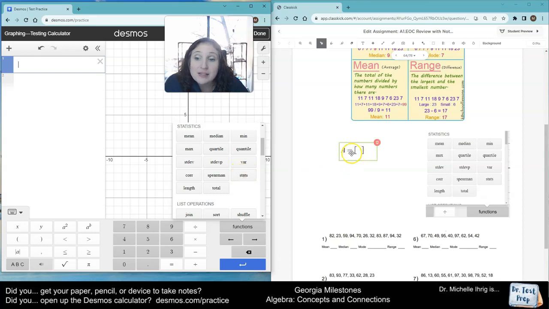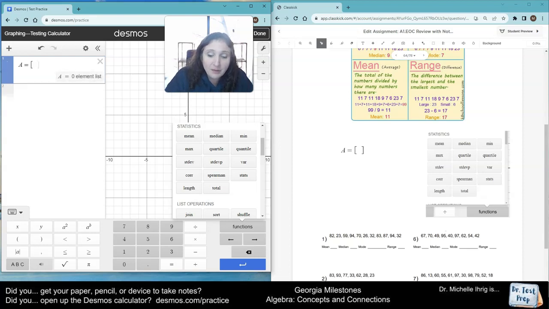Now the trick is this: a capital letter equals brackets. So I'm going to put here capital A. You have to do a capital letter, equals, and you have to type the bracket. The bracket is located below the plus sign, but above the quotation marks. And then let's look at number 1. Let's type these numbers in.